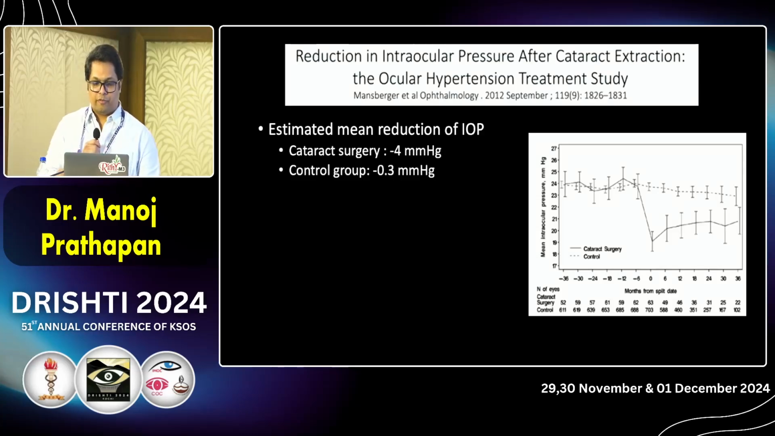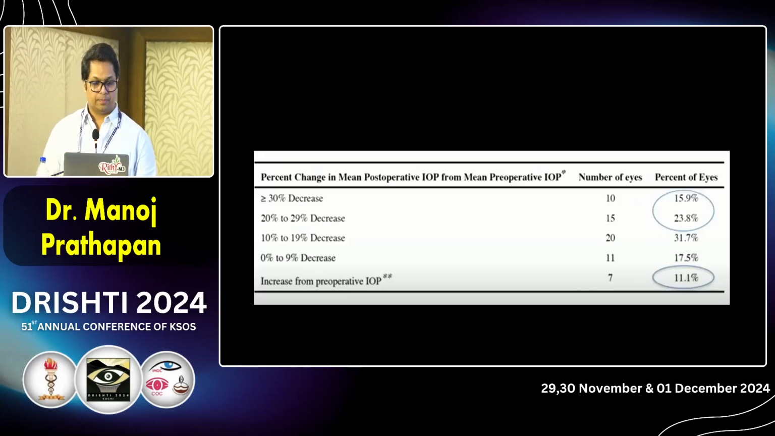Reduction in intraocular pressure after cataract extraction in the Ocular Hypertension Treatment Study. There was a sub-study which looked at cataract extraction in ocular hypertensive patients. They found that at 36 months, a mean pressure lowering of about 4 millimeters was possible after cataract surgery. Another interesting finding is that more than 40% of the population had a decrease in intraocular pressure of more than 20%. Intraocular pressure increased only in 10% of the population. That was marginal.